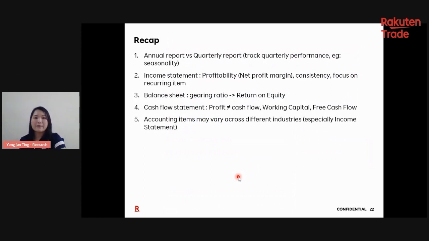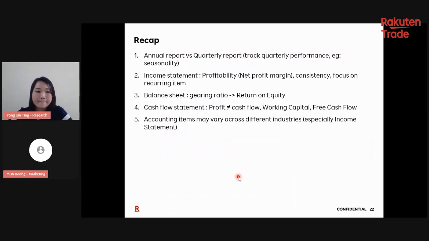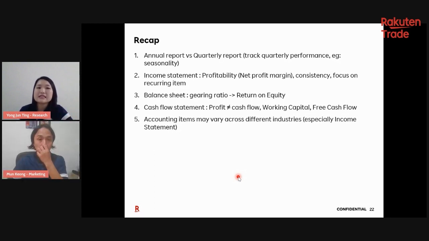So let's recap what I have shared just now. So first, annual report versus quarterly report. Each type of report has its functionality, while the quarterly report is an up-to-date report which helps you to track quarterly performance and also whether there's seasonality in the financials of the company. And then second, moving to the income statement, it shows the profitability of a company by studying their profit margin. And don't forget your gross profit margin as well. You have to make sure whether it is consistent. If not consistent, why? The reason behind. And number three, focus on recurring items.